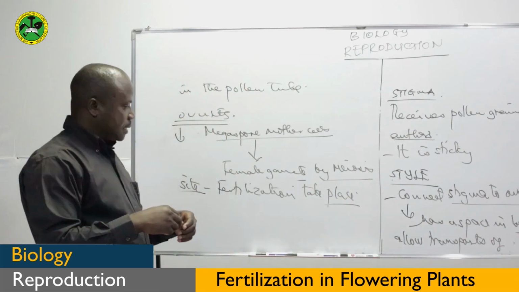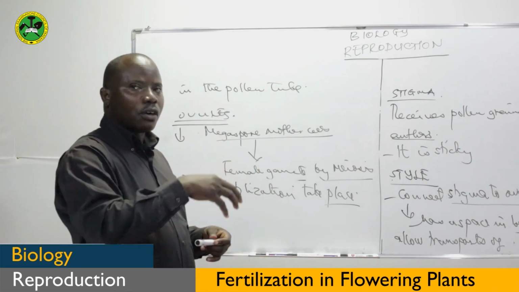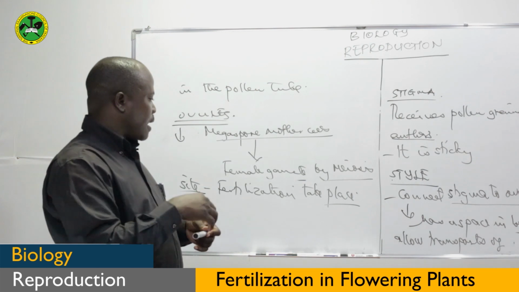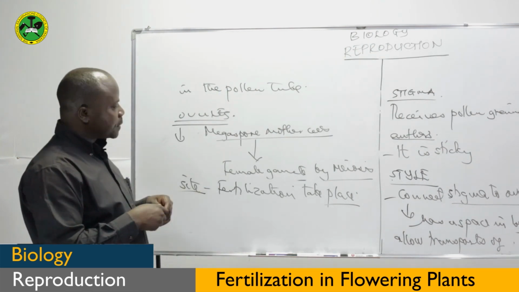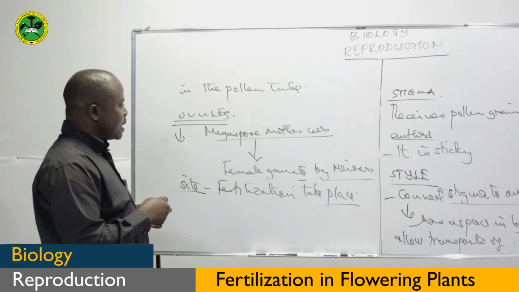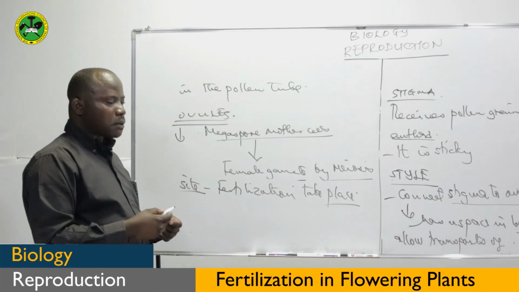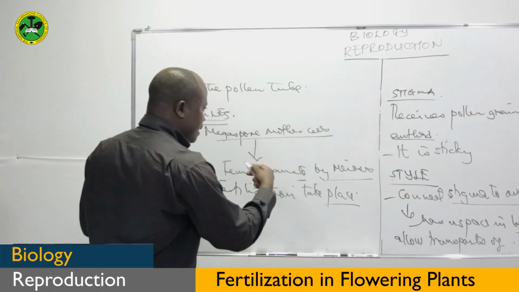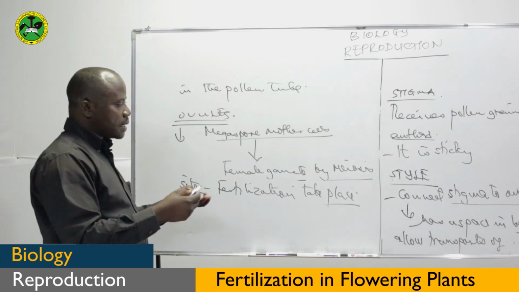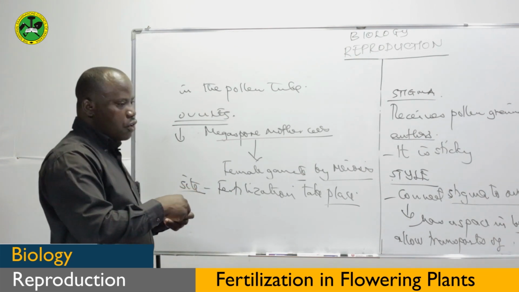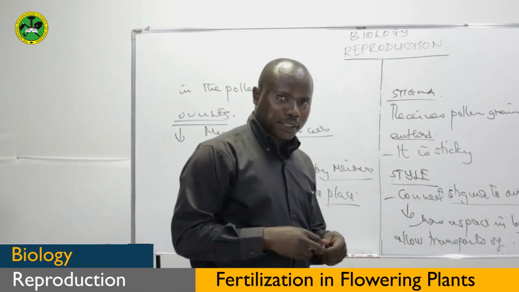You understand that the embryo sac is within the ovule, and it is where fertilization occurs. Therefore, to respond to this part, you'll have to explain the role of the ovule in the sense that it contains the megaspore mother cell that gives rise to the female gamete upon the process of meiosis, and also it forms the site where fertilization occurs. By so doing, this question will be responded to.